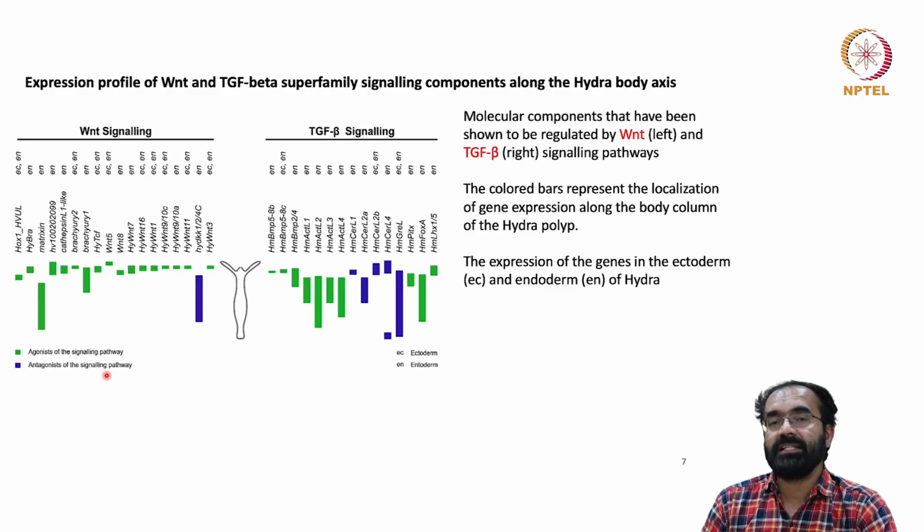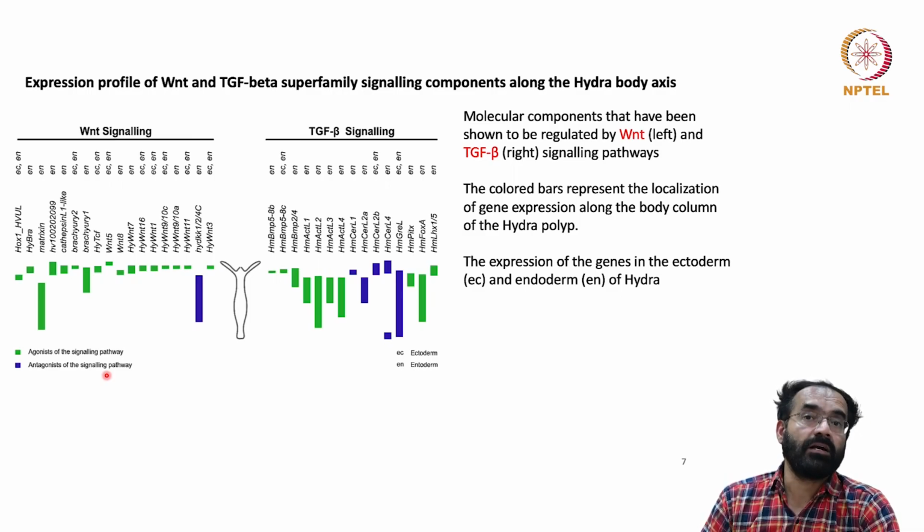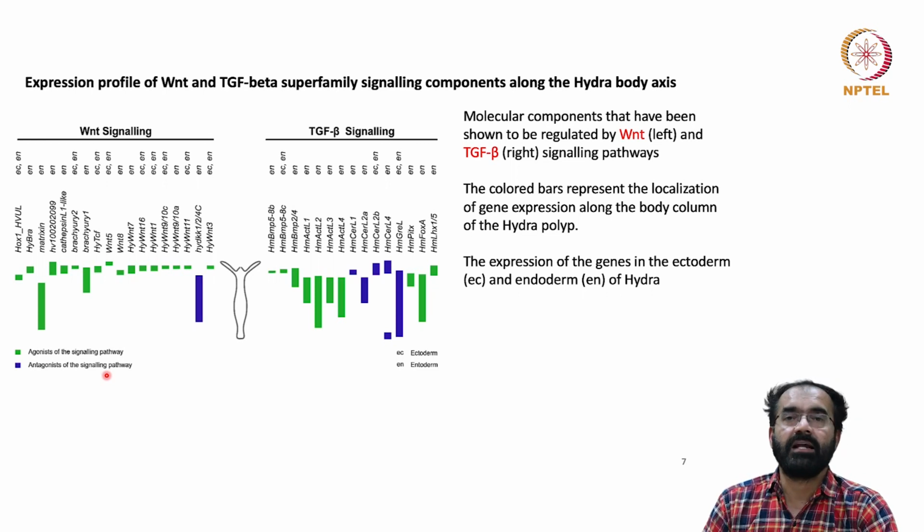Like when you say Wnt signaling, there is agonist and antagonist. Wnt ligand is an agonist, and there are many inhibitors for Wnt signaling. SFRP is there, DKK is there, WIF is there, many other molecules are there. They are all antagonists of Wnt signaling. So these molecules, what you see, they are either agonist or antagonist. And TGF-beta signaling also, you have agonist or antagonist, and you see the expression pattern.